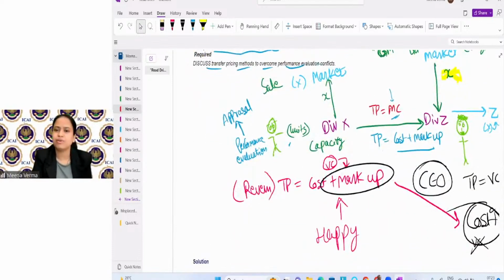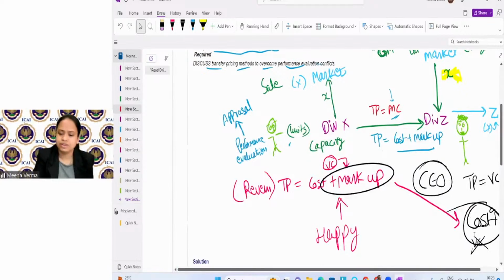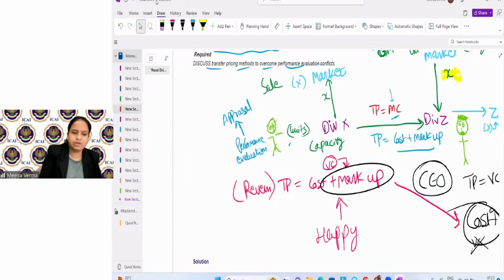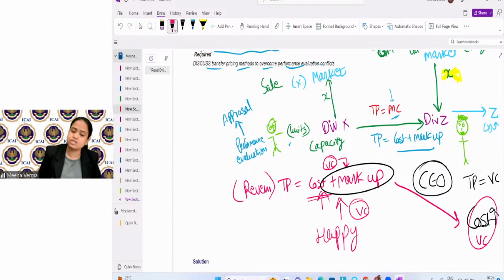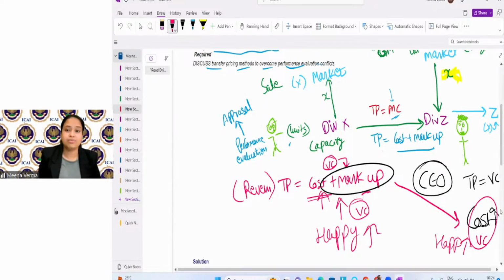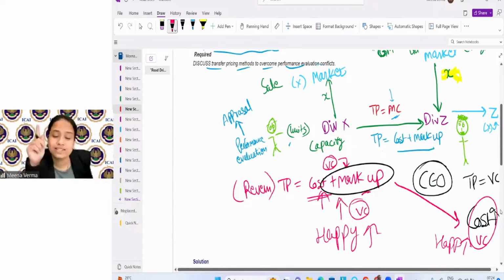Both manager will be happy with this. Right? देखो, इसका क्या हो गया? If the cost will reduce for him, it is only variable cost. इसका profit बढ़ जाएगा. And for this division manager, instead of variable cost, you are considering all the costs, variable cost, fixed cost, all the cost, plus markup. इसका भी profit बढ़ गया. दोनों का profit बढ़ गया, दोनों happy. But अगर आप देखो, तो it is actually not increasing the profitability of entire organization.